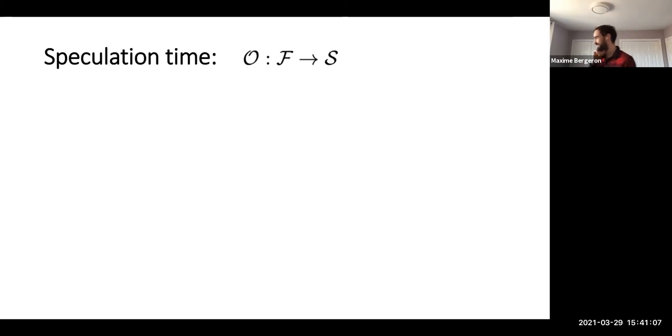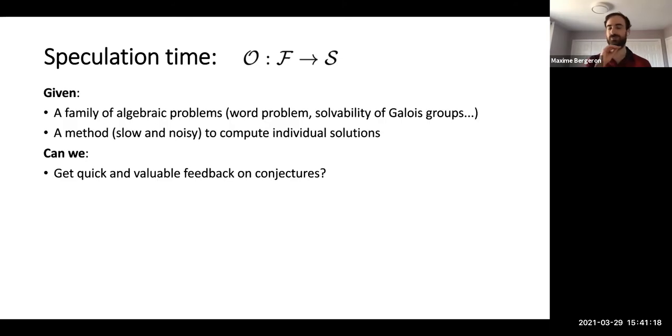All right, so it's an algebra seminar, so I've reserved the right to speculate, and maybe this is the part where you can tell me what you think. Basically, we have problems where we can fit them in this framework. Given a family of algebraic problems, like the word problem in groups or solvability of Galois groups, you have a method, slow and even noisy, to compute individual solutions. For the word problem, we have some algorithms that may or may not terminate, but you could still try to get some data points or even some confidence.